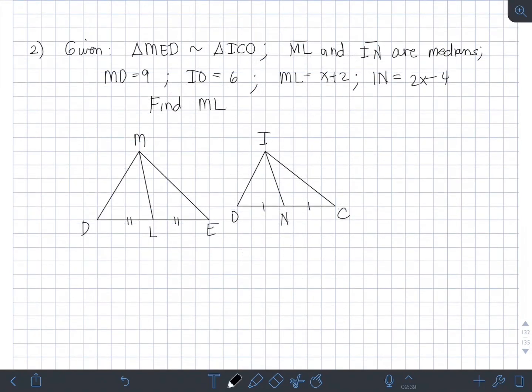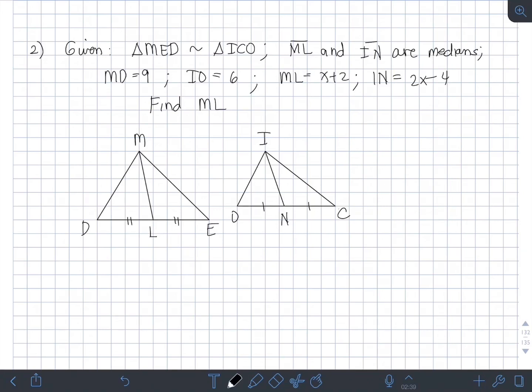Okay? Next, we have given triangle MED similar to triangle ICO. ML and IN are medians. MD is equal to 9. IO is equal to 6. ML is equal to X plus 2. IN is equal to 2X minus 4. So, find the length of ML.